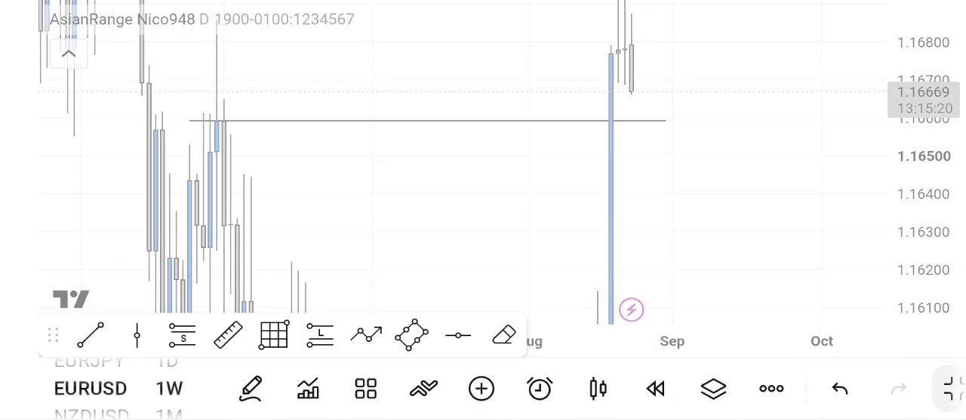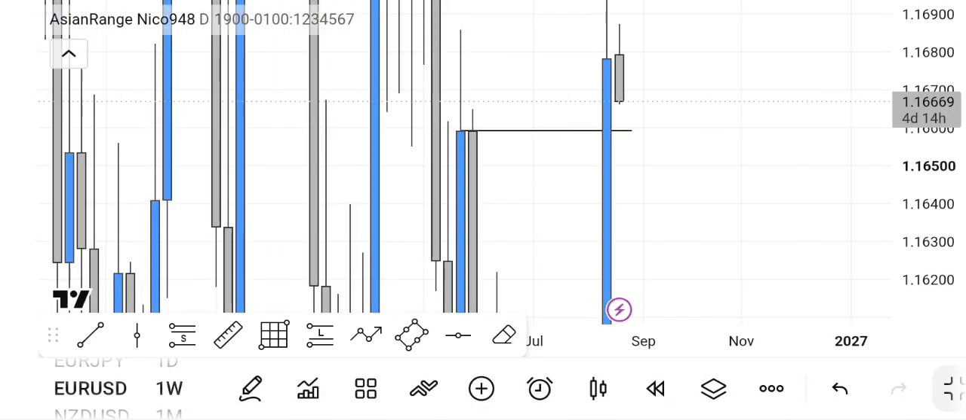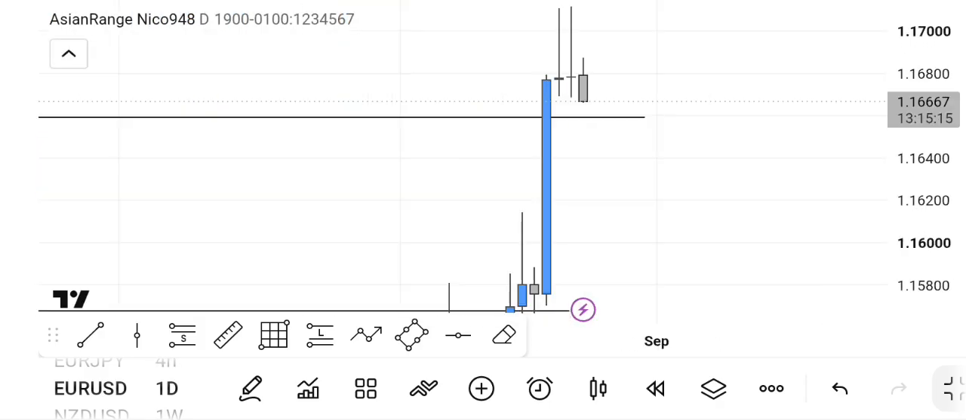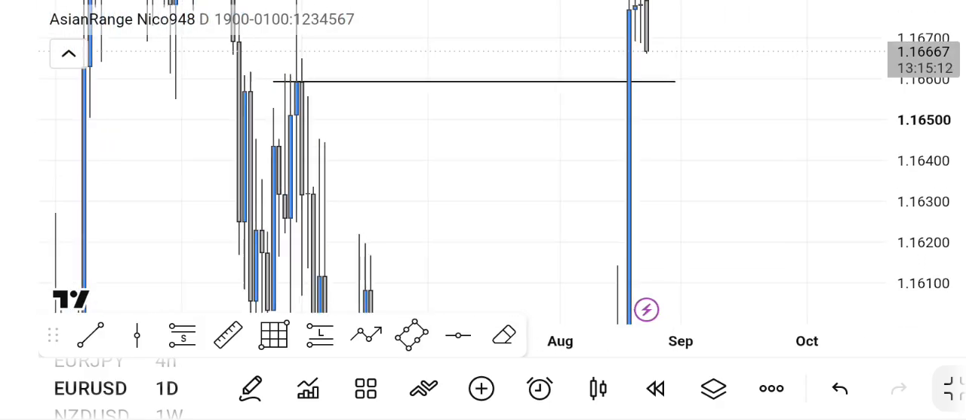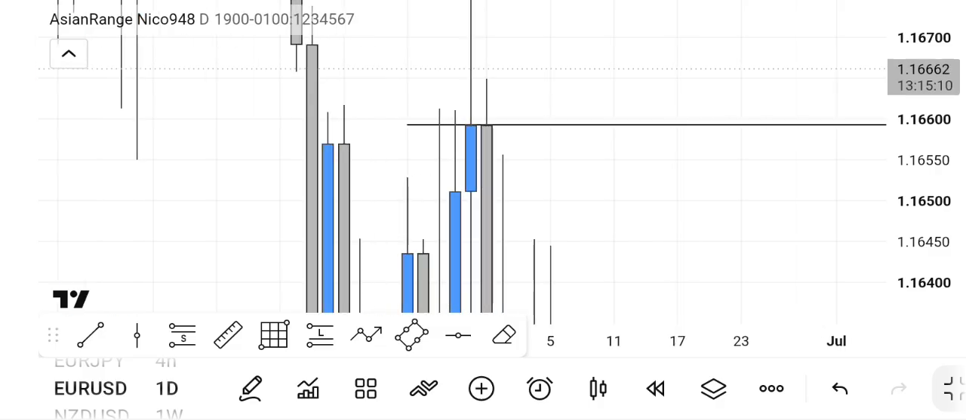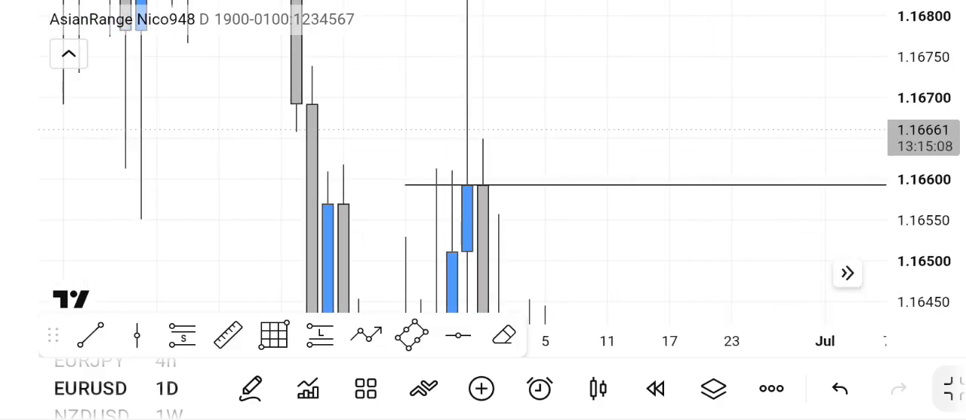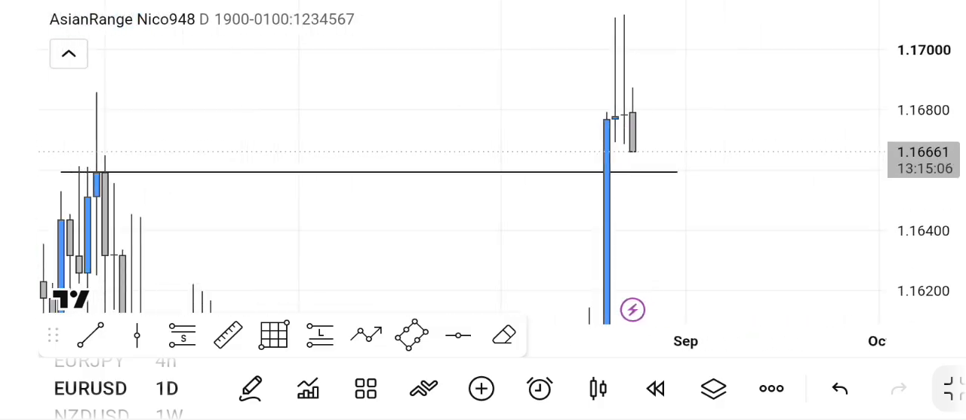So now this is the closest one. When you come to the daily, this is weekly, this is now the daily time frame. Look at it. It's classic. It's so perfect. What are we going to do?